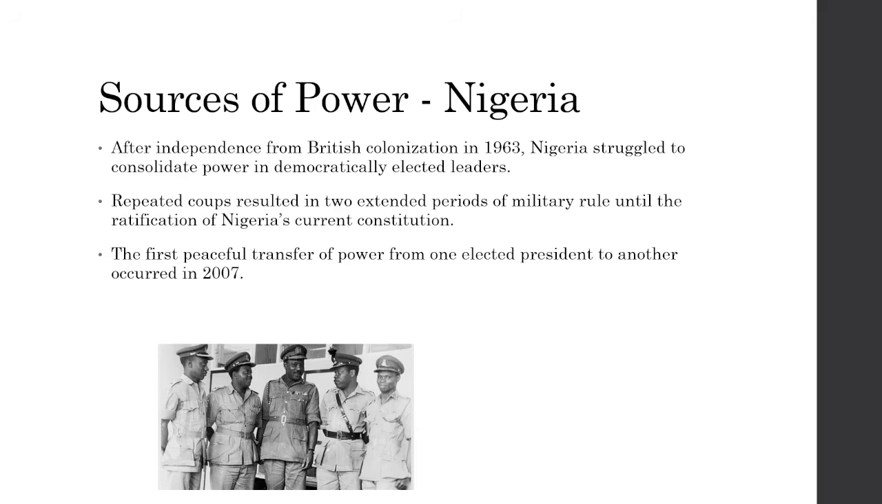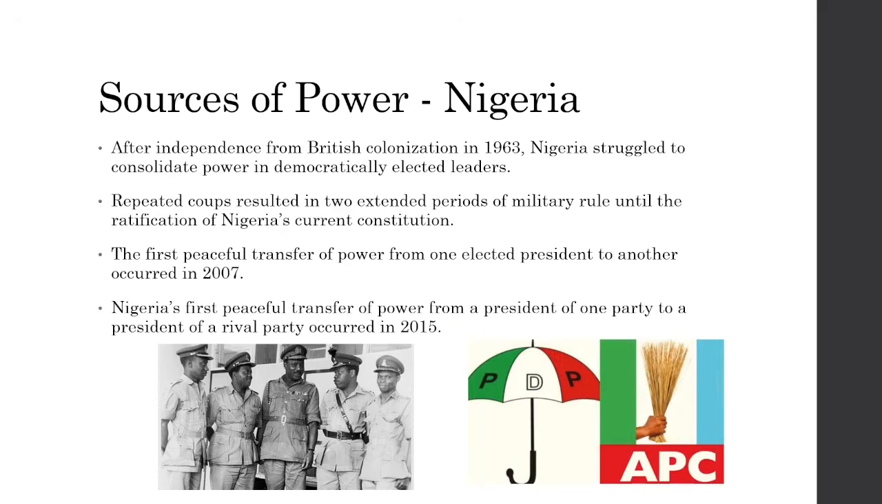From one elected president to another occurred in 2007. Nigeria's first peaceful transfer of power from a president of one party to a president of a rival party occurred in 2015. And as we can see here, these are our 2 parties: the People's Democratic Party and the All Progressives Congress, I believe is what the party is.